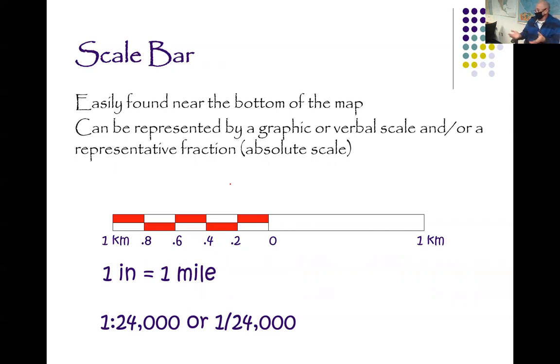That is a unitless thing. So 1 inch on the map is 24,000 inches on the ground, which, by the way, is a typical topo map, and that's 2,000 feet. So it also lends itself well to a verbal scale, which I skipped here in the order of things in this slide. A verbal scale uses units, right? So 1 inch is 1 mile, things like that.